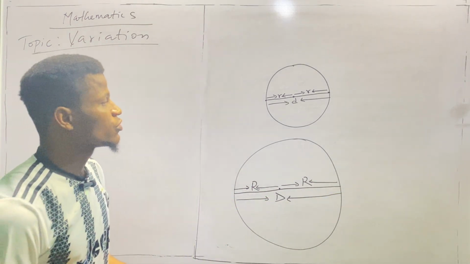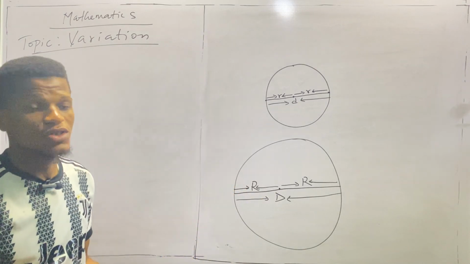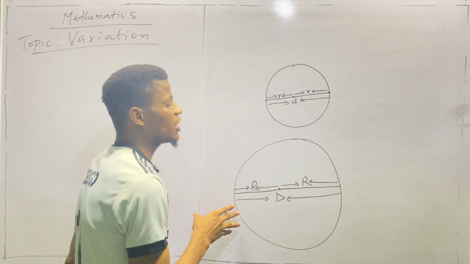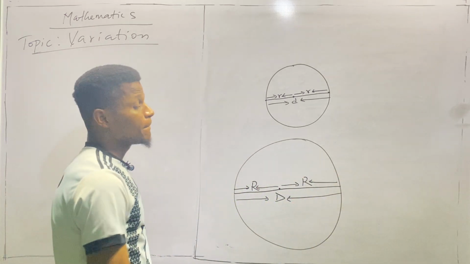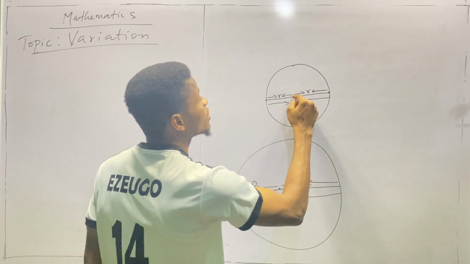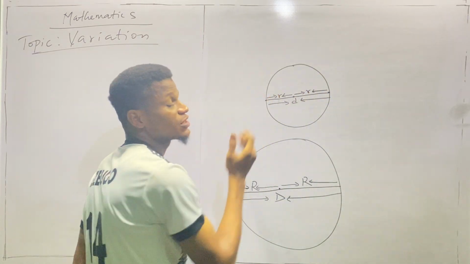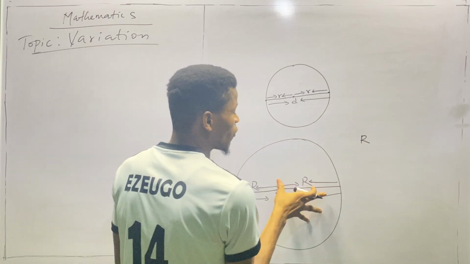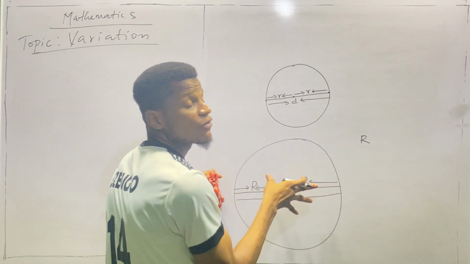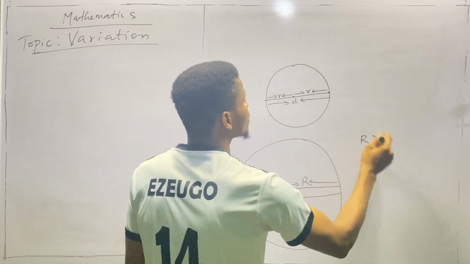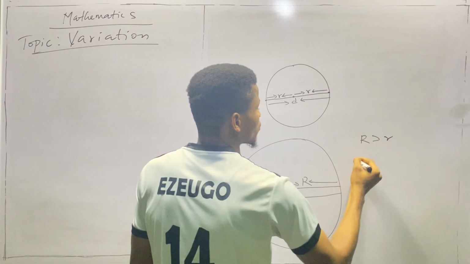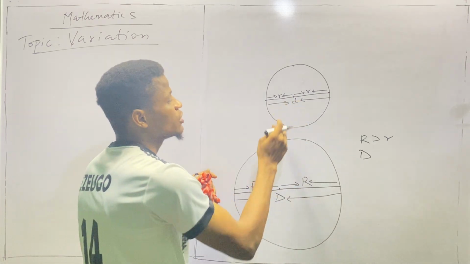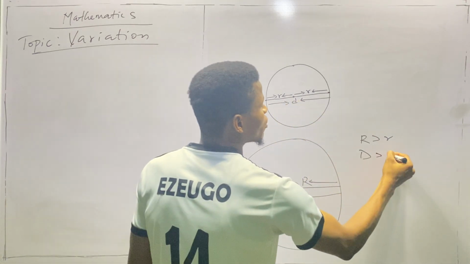Now I want you to consider these two diagrams and notice something. Notice that as the diameter gets bigger, the radius also gets bigger, because the length from here to here is bigger than the length from here to here. That is, this radius is bigger than this radius. So notice in these two diagrams that the radius capital R of the bigger circle is greater than the radius small r of the smaller circle, and diameter capital D of the bigger circle is greater than diameter small d of the smaller circle.